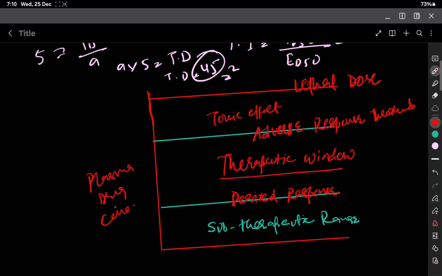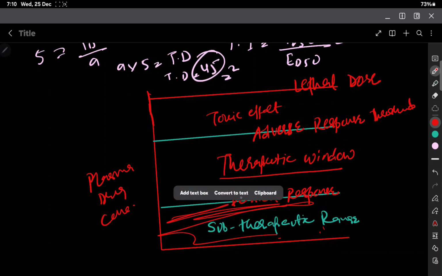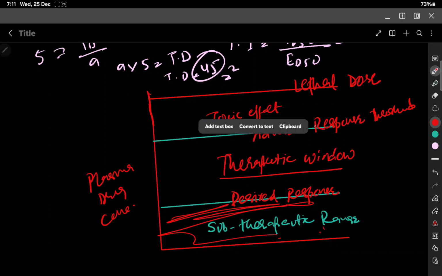So here it is plasma drug concentration. This is the subtherapeutic dose, subtherapeutic range. In this range, the drug will not show any effect. The drug will show effect at this point. This is called the desired response. Further, you increase the dose, it will reach here, it will show the adverse effects, then it will show the toxic effects. Further increasing the dose, here it will be the lethal dose of the drug.